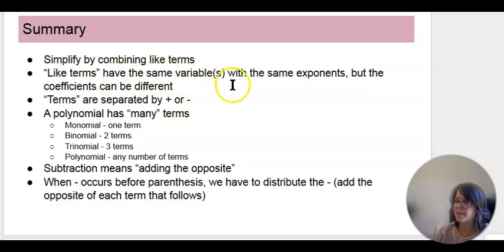Like terms will have the same variables with the same exponents, but the coefficients, the numbers in front, can be different. Terms are separated by plus or minus. A polynomial has many terms. Poly is many. Monomial, 1 term. Binomial, 2 terms. Trinomial, 3 terms. And we just use the general word polynomial for any number of terms.